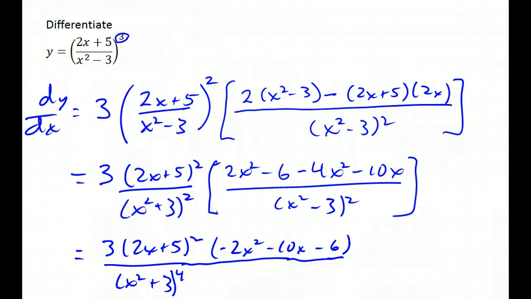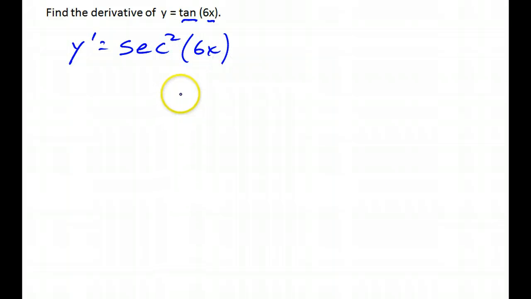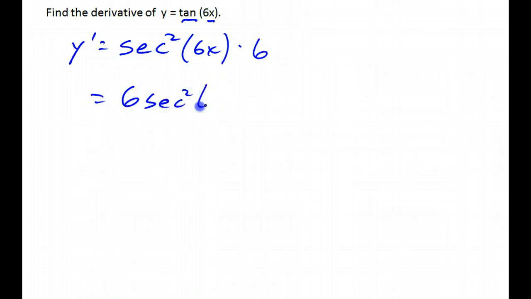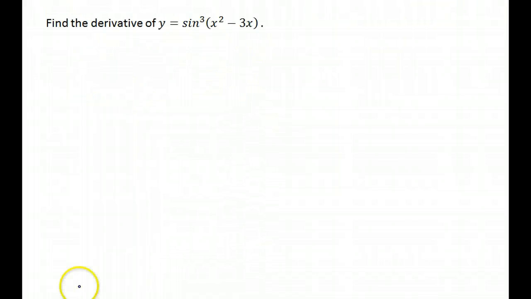That's good enough. My last two examples are going to involve trig functions. So here my outside function is tangent and my inside function is 6x. So y prime is the derivative of the outside function. So the derivative of tangent is secant squared, and I'll leave the 6x alone, and then times the derivative of the inside function. Well, the derivative of 6x is 6. So this is 6 secant squared of 6x. And here's the last one.